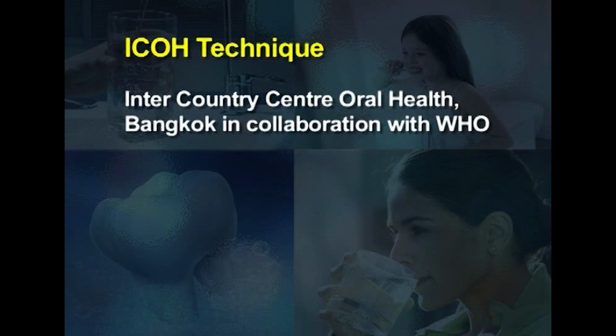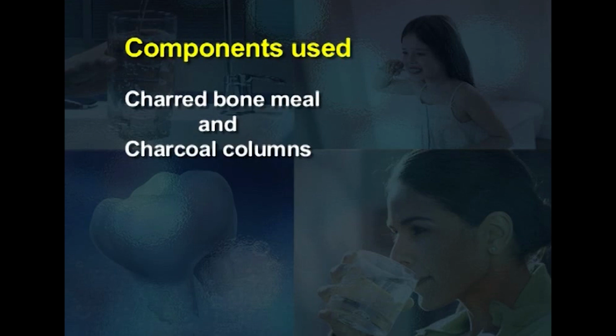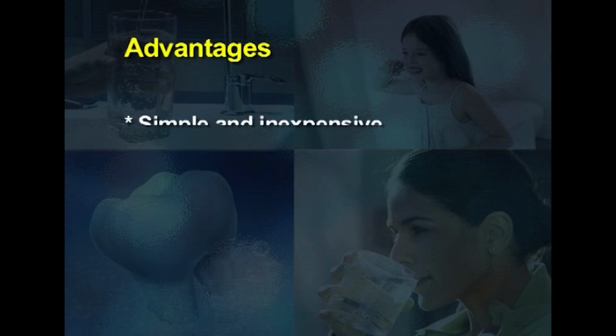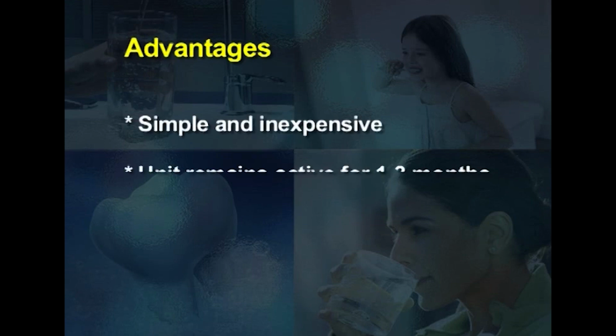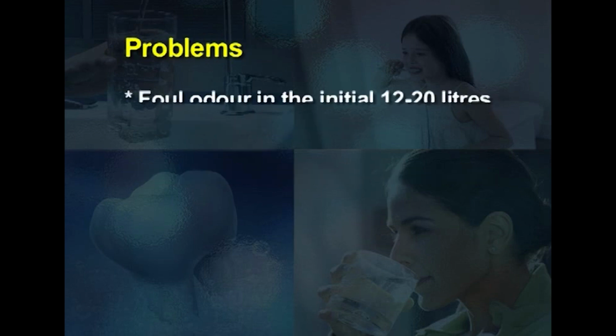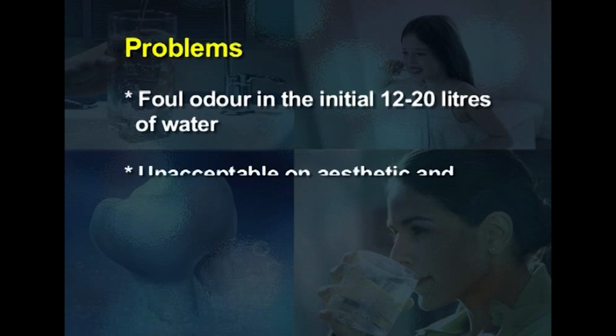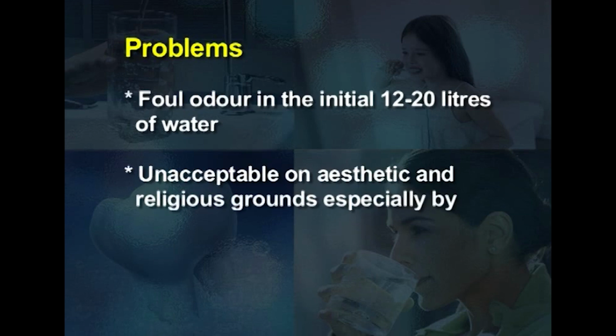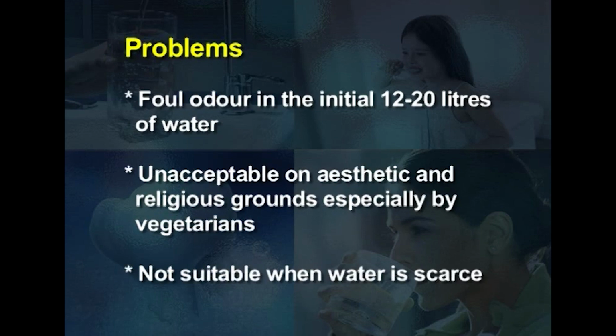There is another technique given by the Inter-Country Center for Oral Health, Bangkok in collaboration with WHO, known as the ICOH technique. It makes use of charred bone meal and charcoal columns for passing the water. The advantage is it is simple, inexpensive, and the unit remains active for 1 to 3 months. The problem is it gives a foul odor in the initial 12 to 20 liters of water. It can be unacceptable on aesthetic and religious grounds, especially by vegetarians. It is not suitable when water is scarce.